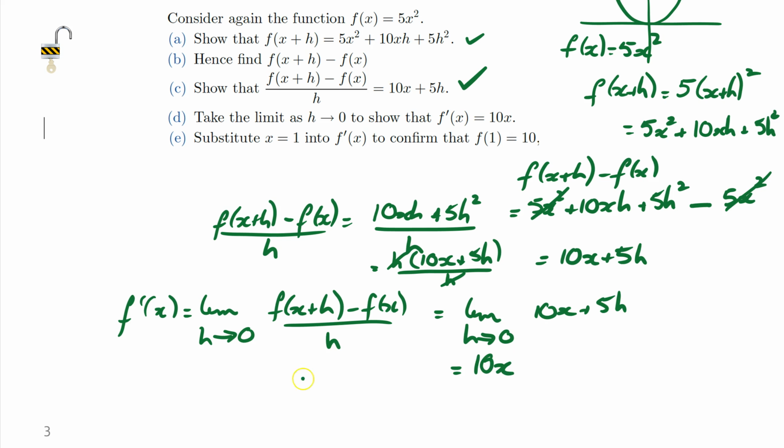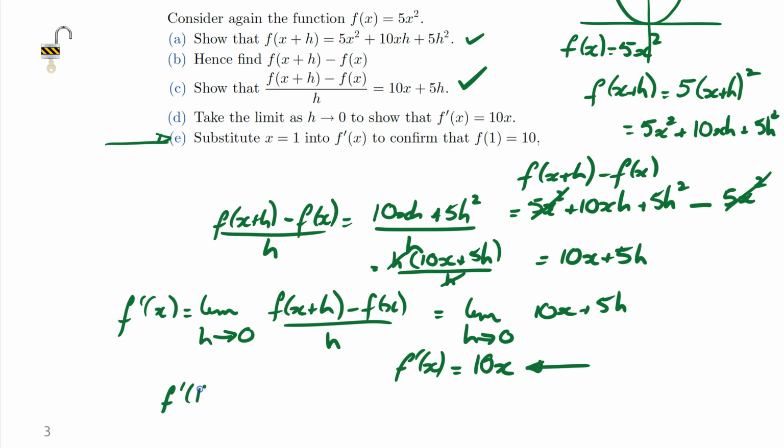Now, that then is the derivative. What's the significance of that? This is an equation for the slope of the tangent, which is the same as the slope of the curve, anywhere on our curve. So in part E, substitute x equals 1 into f dash of x to confirm that f dash of 1 equals 10. So let's just do that.